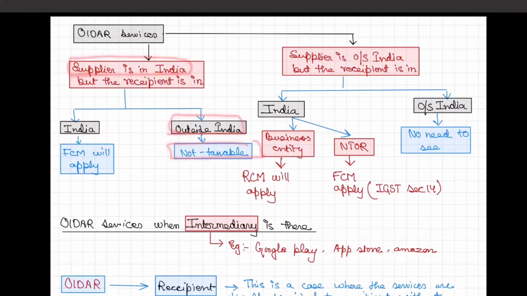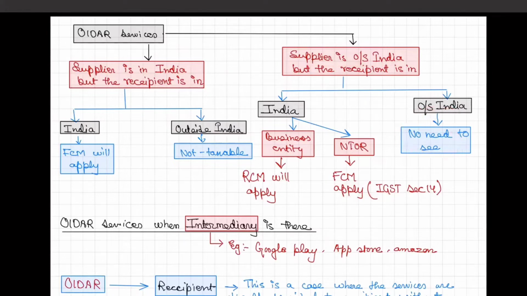But things are difficult when the supplier is outside India and the recipient is in India. When I talk about the recipient being in India, I mean the business entities or any registered person, so RCM will apply. But if they are non-registered and receiving services from OIDAR outside India, forward charge will apply as per IGST section 40. And if OIDAR is outside India and the services recipient is also outside India, we need not see it.